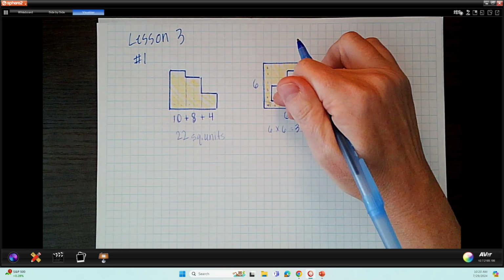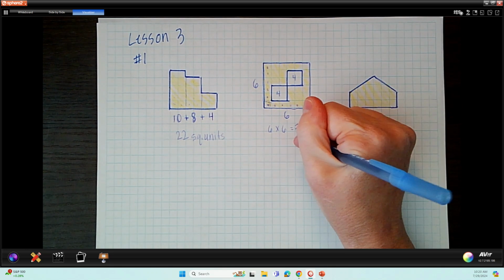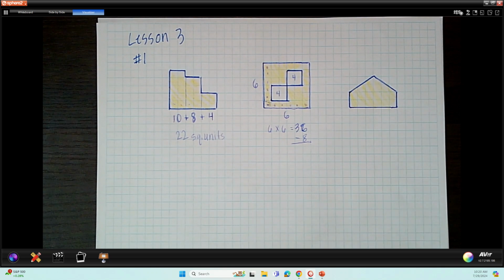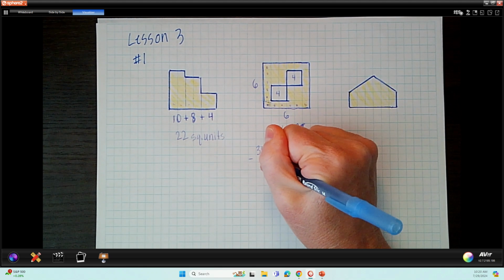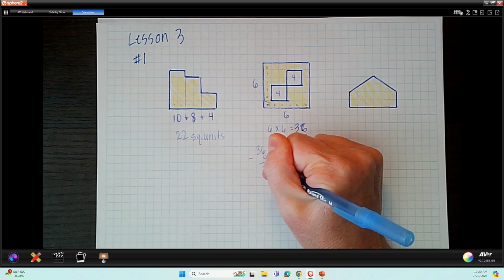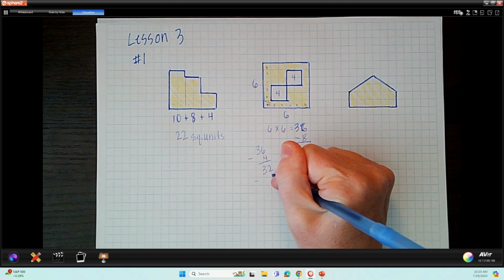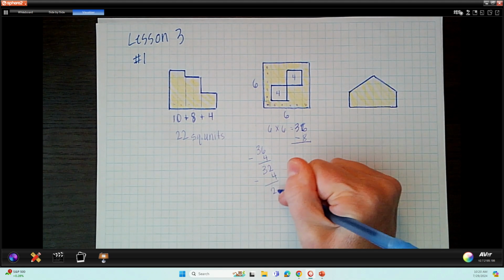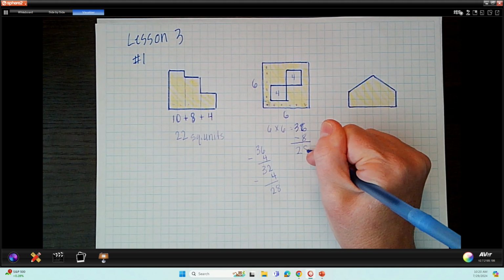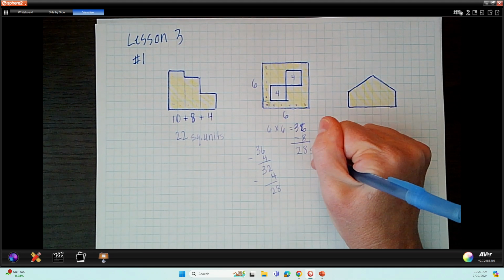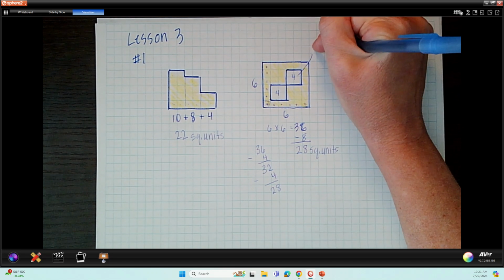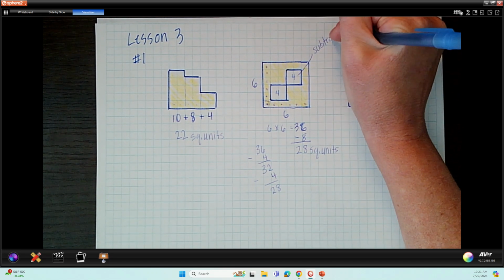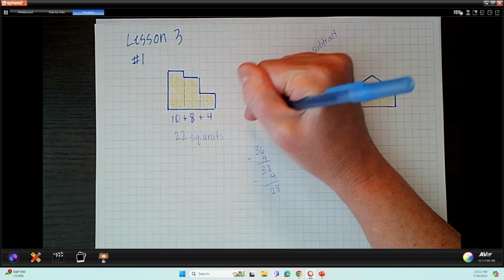So we could either just do 4 plus 4 is 8 and subtract 8, or we can do 36 minus 4 minus 4 more. That would be another way we could do it. 36 minus 4 is 32, minus 4 more is 28. So again, either way would work, but we have 28 square units. This needs to be subtracted. We want to take that away. Same with this one.